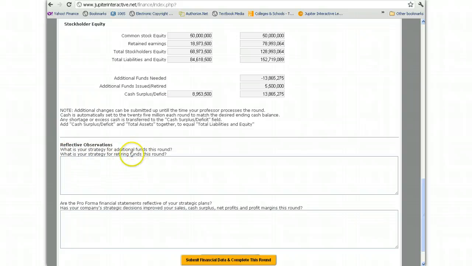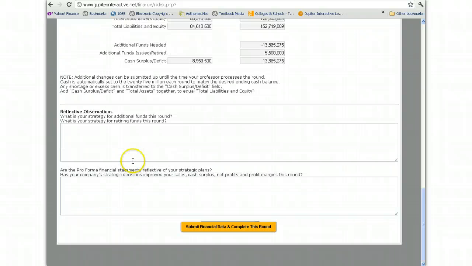All right, so reflective observations down here. What is your strategy for additional funds and retiring funds? No matter what you're doing, I want you to fill this out and give me an idea of why you're borrowing money or why you're retiring funds and how you think this will help. And then, are the pro forma financial statements reflective of your strategic plans? What is your strategic plan? Mine is, like every company should be, to maximize shareholders' wealth.